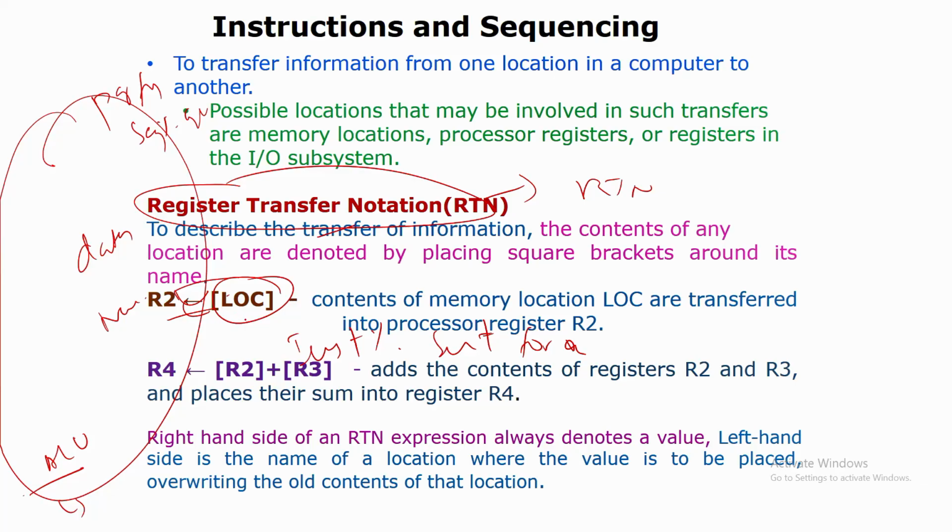Similarly, the registers R2 and R3 are transferred to R4. The right hand side of an RTN expression specifies the source operands, whereas the left hand side specifies the destination register or memory location. So these are the terms used in RTN, register transfer notation.